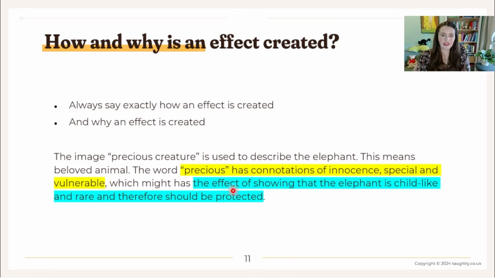Okay, so we need to develop out, right? If precious makes us think of being innocent, special, vulnerable, why do that? Because it makes us think of children. And why do that? Because children should be protected. So see here we are developing out, thinking how and why. Why has the writer done this? What might it make the reader feel?